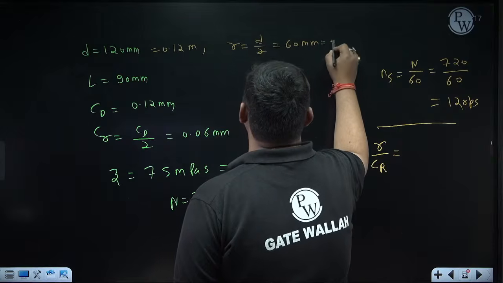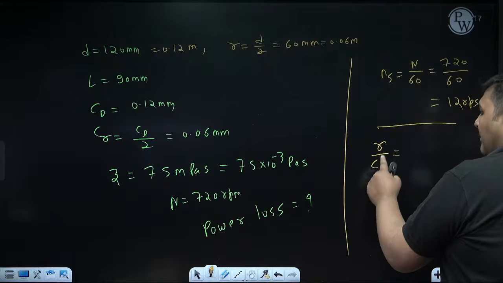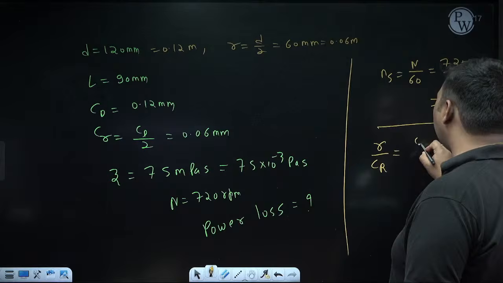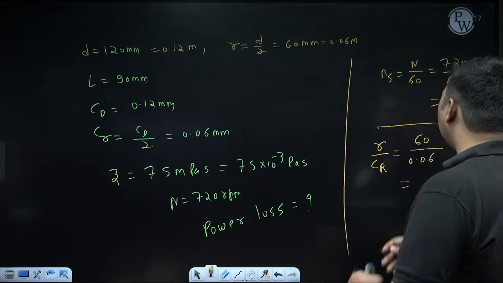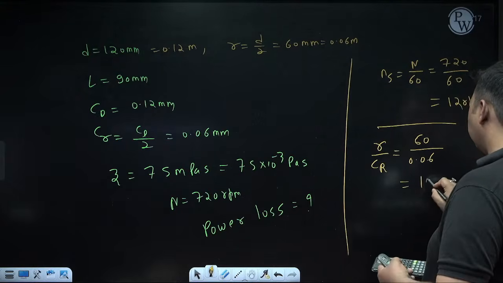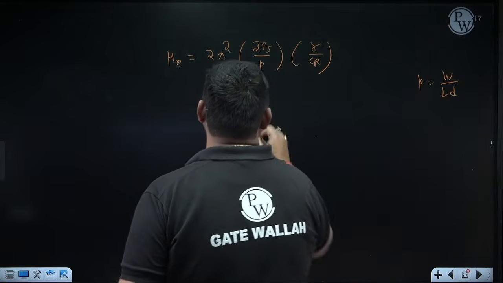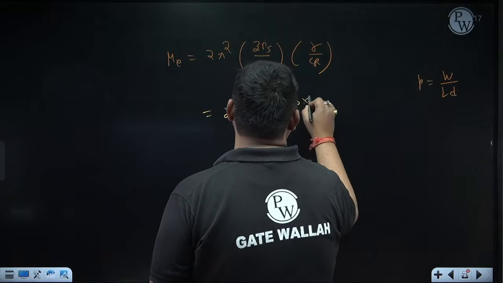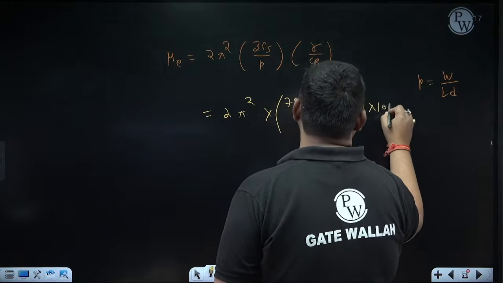In meter it will be 0.06 meter. But here, because it is a unitless ratio, either put both in mm or both in meter. Suppose I am putting both in mm, so small r is 60 mm, then CR also in mm, it is 0.06. If you want, you can put both in meter also. So 60 by 0.06, it is coming 1000. So just put here 2 pi square into Z, 75 into 10 minus 3, Ns 12. P is not known. R by CR is a unitless ratio, which is 1000.